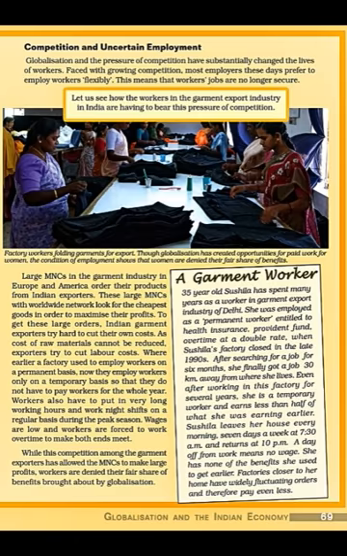Where earlier a factory used to employ workers on a permanent basis, now they employ workers on a temporary basis, so that they do not have to pay workers for the whole year. So, this is exploitation of the worker. Workers also have to put in very long working hours. So, double shift they have to work on a regular basis during the peak season, and wages are also low, and workers are forced to work overtime to make both ends meet. So if wages are low, then they have to work overtime, extra time.